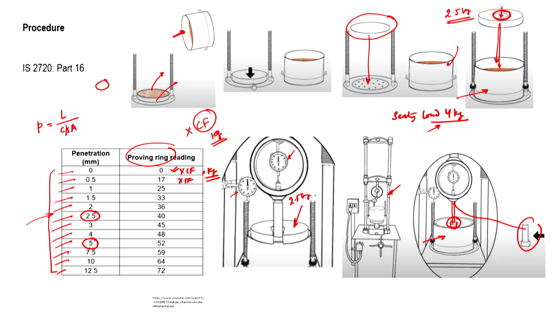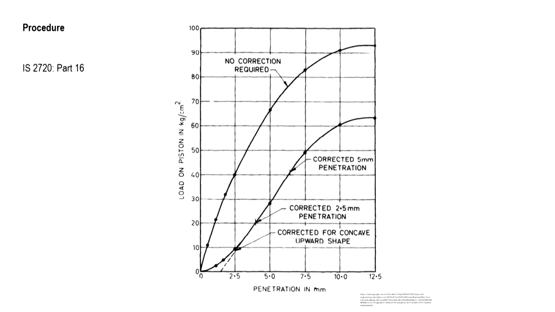I already know the diameter of the plunger, which is 50 mm. So, I will just do pi r square to get the cross sectional area and I will divide this load value by it to get the value of the pressure. And then the load in kg per centimeter square will be plotted with respect to the penetration. So, you can get two types of graph after performing the penetration test. If you get a graph something like this which is more convex in nature, then you do not have to perform any correction.